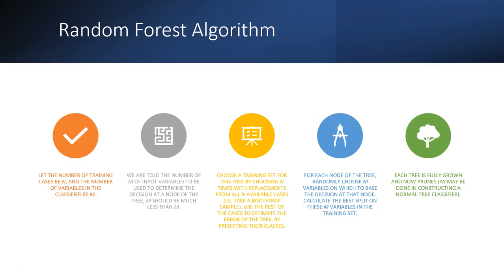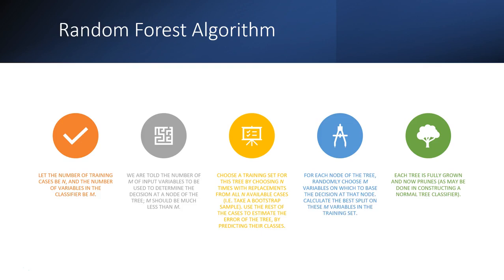So when we're looking at the random forest algorithm, we let the number of training cases be N, and the number of classifiers or variables be M. Then we're told the number of input variables to be used to determine the decision at a node of our tree, m. And remember, this should be much less than M. Then you choose a training set for the tree by choosing N times with replacement from all of our available cases.